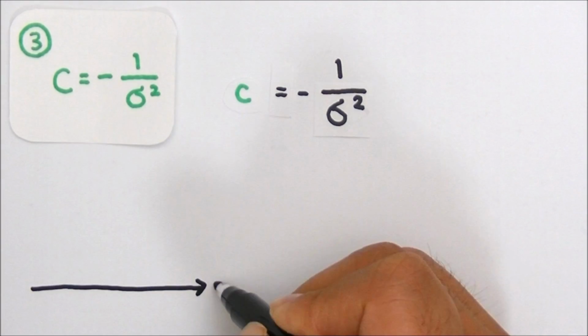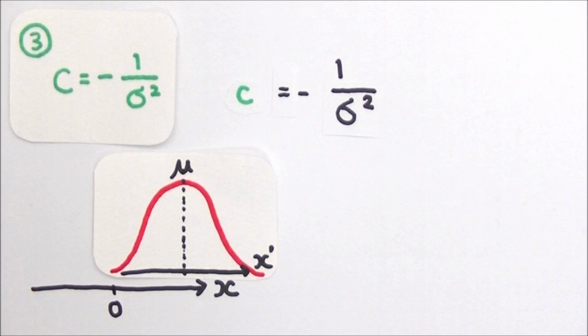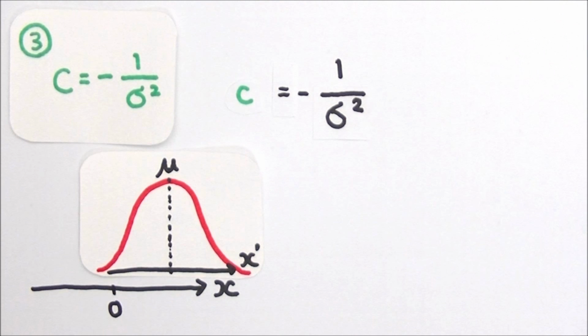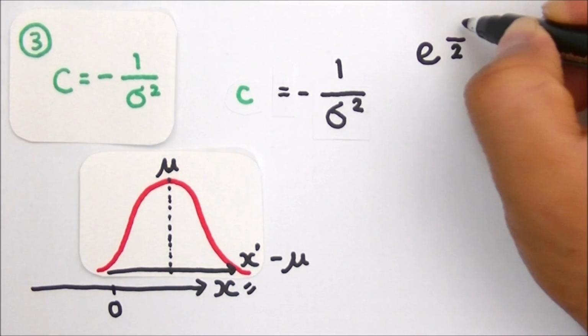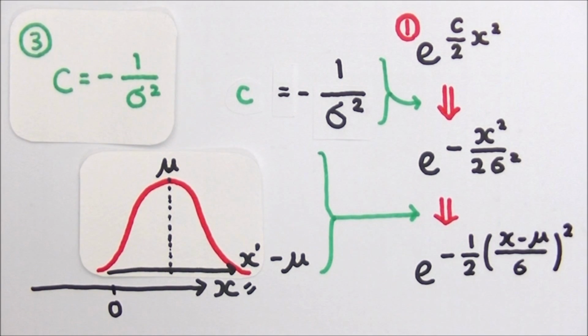Remember earlier when we said that the mean equals 0? Even if the mean is not 0, we can slide the axis by mu to adjust it. Putting together, writing c in terms of sigma and shifting the mean by mu, we find the details of the exponent as we originally saw.